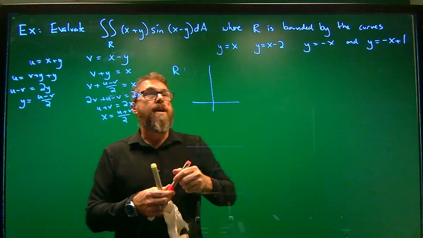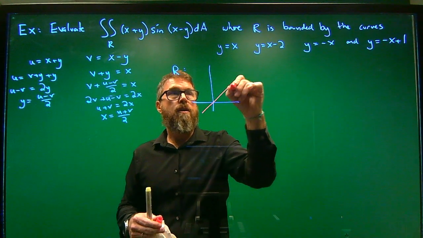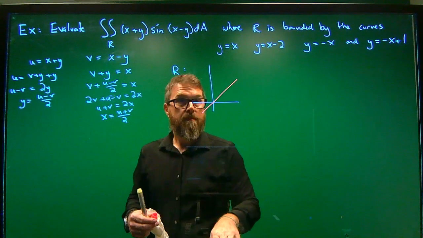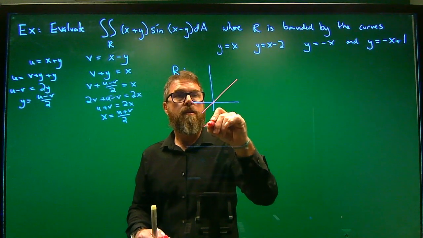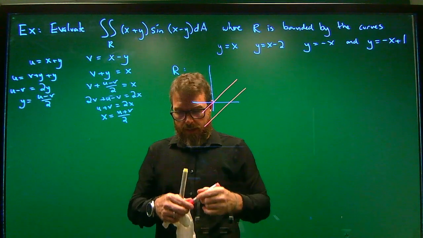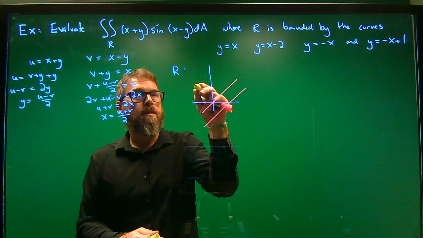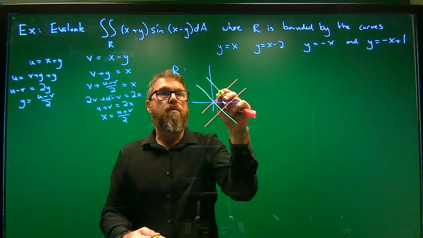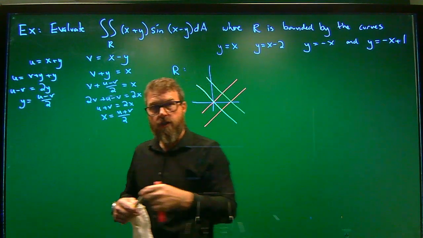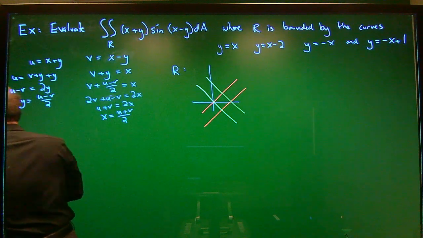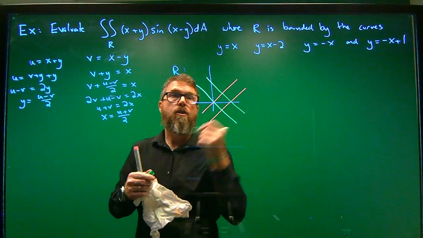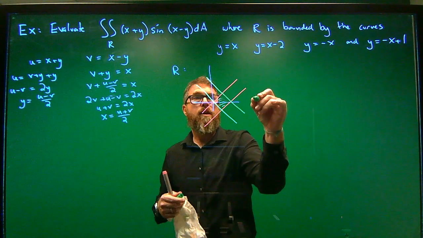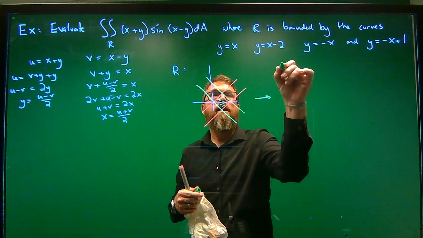So what I know is we have y is equal to x for this one. It's going to look like so. And then y is equal to x minus 2, so it's going to be a little bit lower here. Then y is equal to negative x, which is going to look something like this. And then y is equal to negative x plus 1, so up a little bit. So what we're going to get is, it's asking us to integrate this function over this diamond-shaped region. And really, this is going to turn into some g.